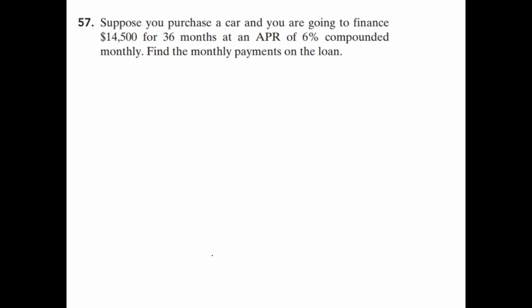But the nice thing about this stuff is you can see that if you were going to do this before you go to buy a car, you would know what these payments are, so you wouldn't let them confuse you by haggling over the monthly payment. You should negotiate the final price, not the monthly payment. And that helps if you can figure out the monthly payment on your own. So suppose you purchase a car and you're going to finance $14,500 for 36 months at an APR of 6% compounded monthly. Find the monthly payments on the loan.